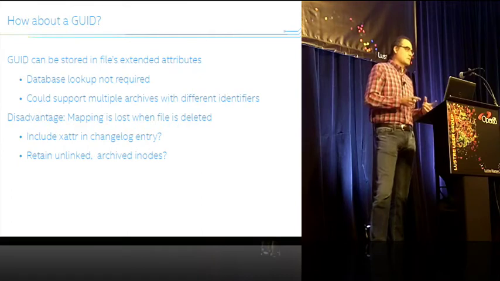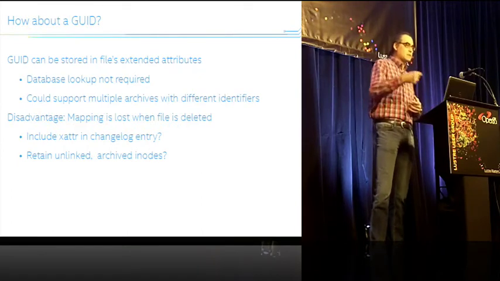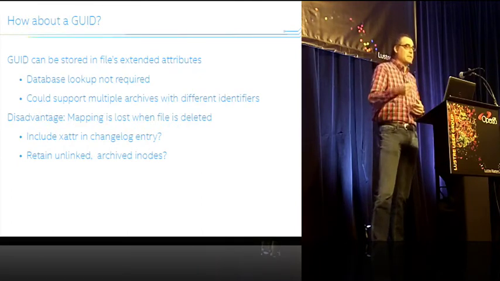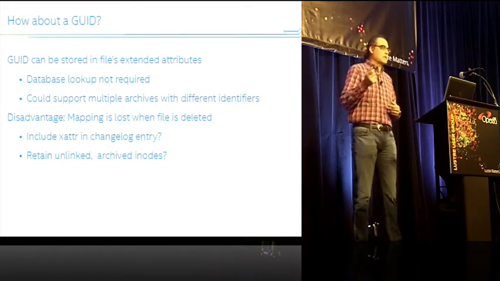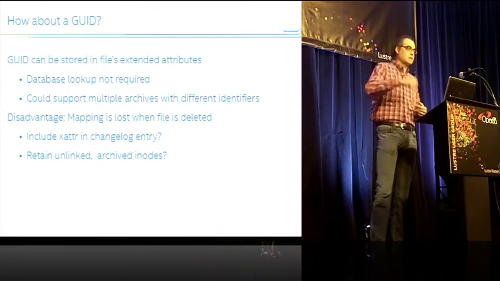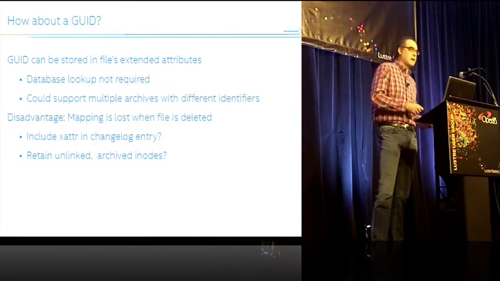The disadvantage, though, is that when the file is deleted, since the mapping is stored in the extended attributes, that mapping is lost if the file is deleted. And one option I've heard suggested is we could have the extended attributes for HSM included in the changelog record or maybe in the HSM action.